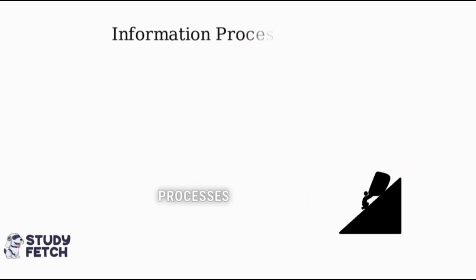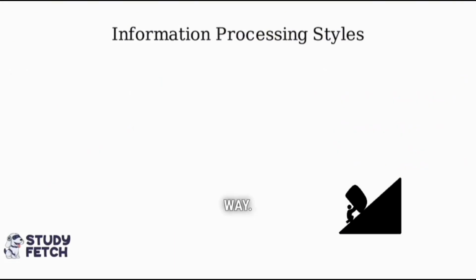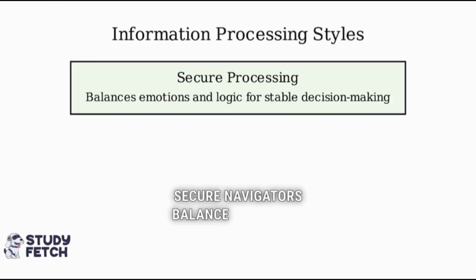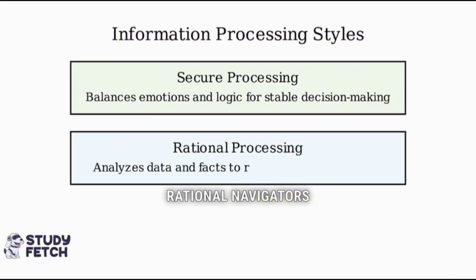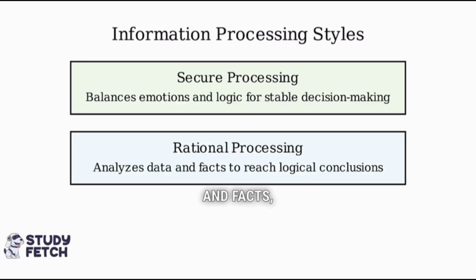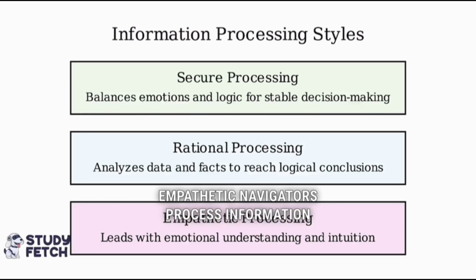Each navigator type processes information in their own unique way. Secure navigators balance emotional and logical inputs to make stable decisions. Rational navigators focus on data and facts, systematically analyzing information. Empathetic navigators process information through an emotional and intuitive lens.